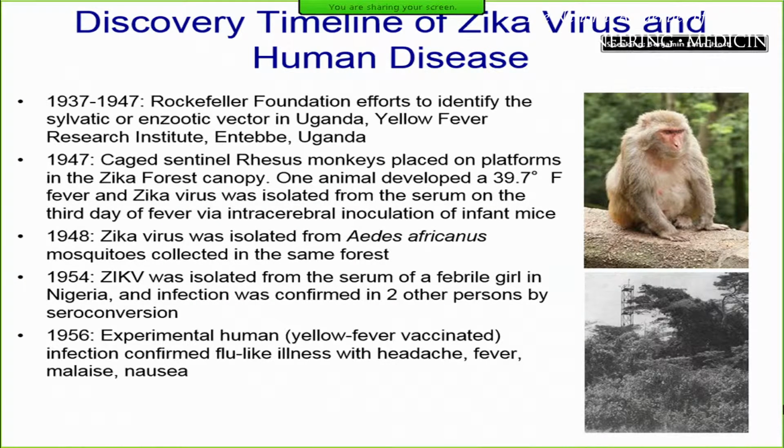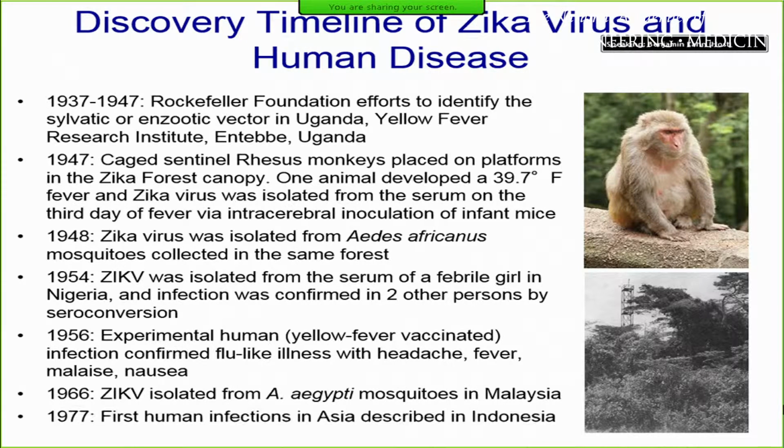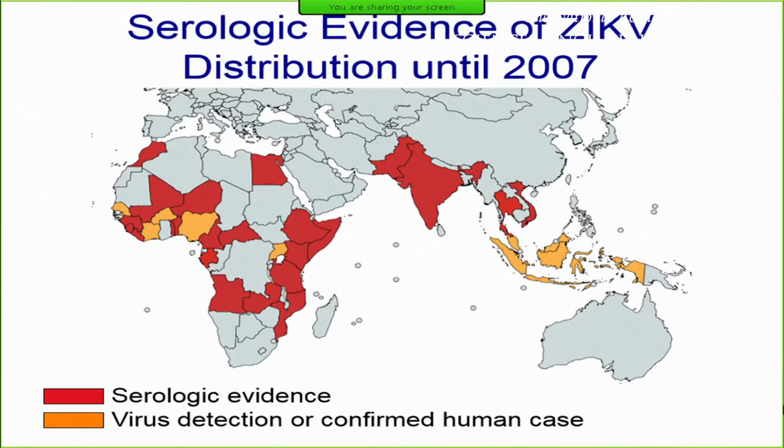And then in 1956, there was actually an experimental infection done with a human volunteer that confirmed the relatively mild flu-like illness typically caused by Zika virus. And then the first isolation in Asia came in 1966 from Aedes aegypti collected in Malaysia. And then finally, the first human infections in Asia in 1977 in Indonesia.